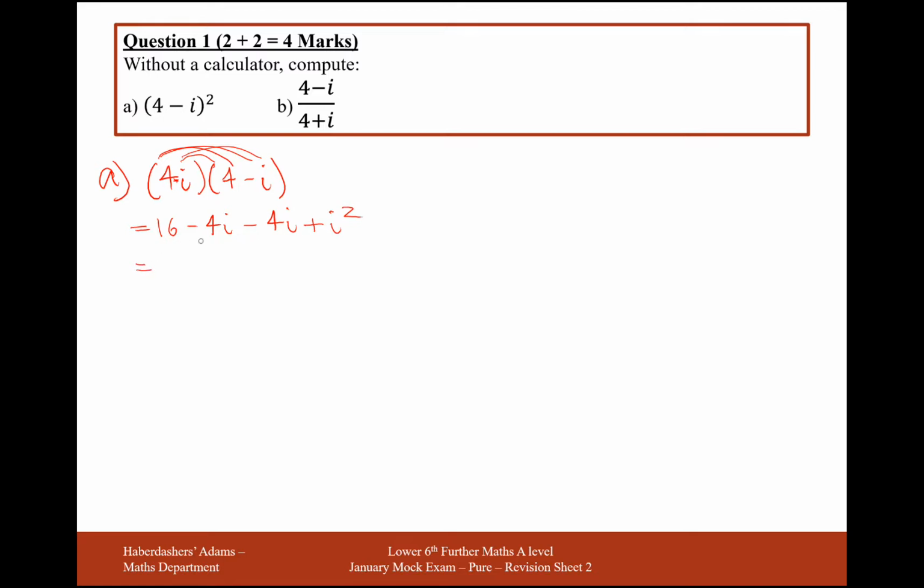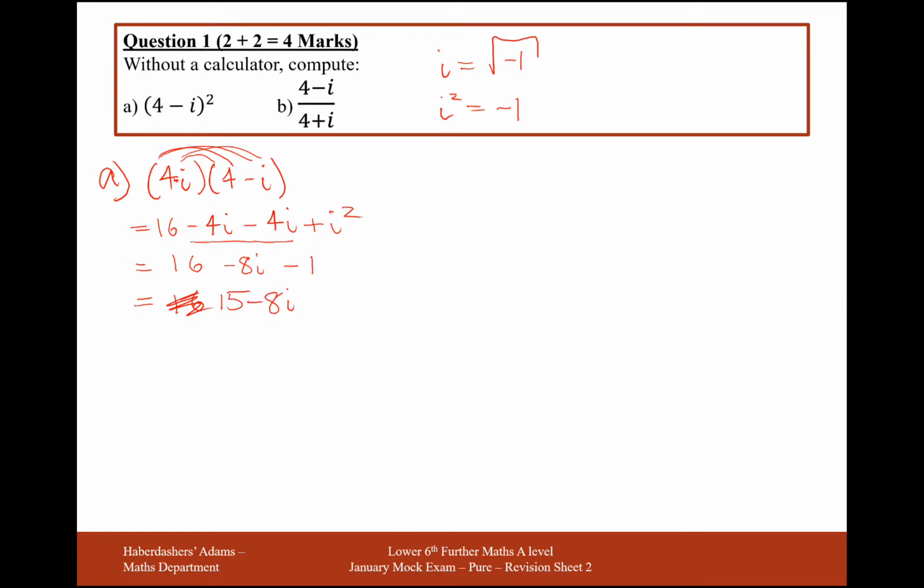Okay, we can simplify this a little bit more. We can group together these minus 4i's, so minus 8i, and we can also simplify this i squared here. Now if you remember that i represents the square root of minus 1, if we square both sides, we get i squared equals minus 1. So this i squared at the back is going to be a minus 1. Simplifying further, 16 take away 1 is 15 minus 8i.